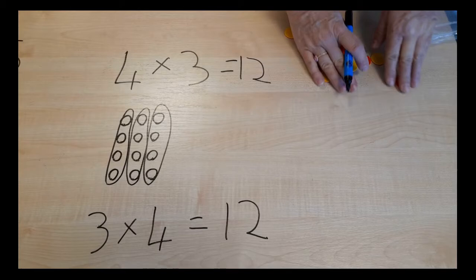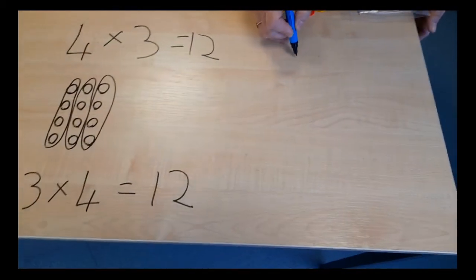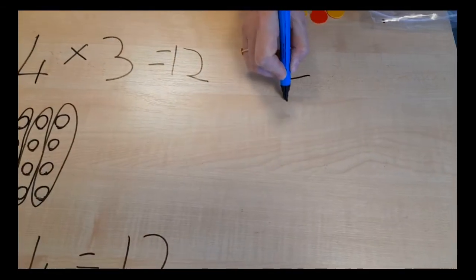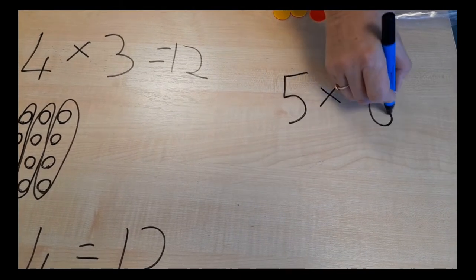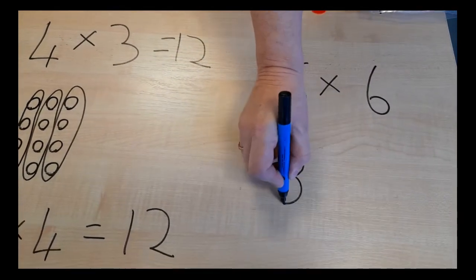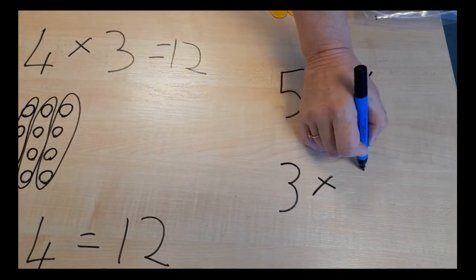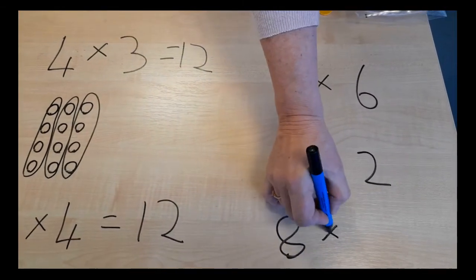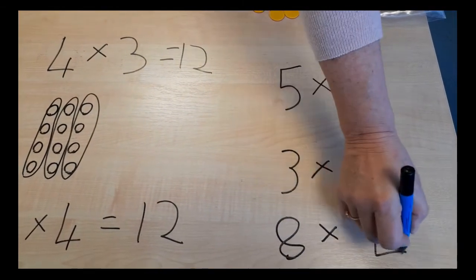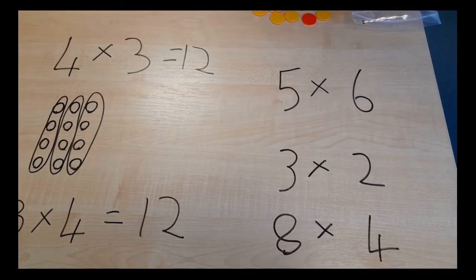Using arrays, could you have a go at these? 5 times 6. 3 times 2. And what about 8 times 4? Have a go and let us know.